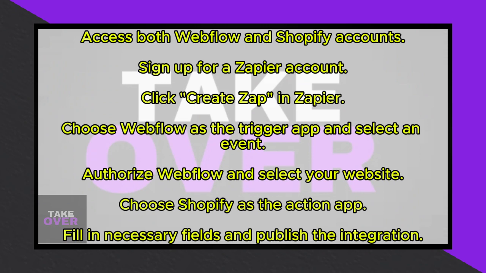Next, choose Shopify as the action app. Note that Shopify may require a premium plan for certain actions. Specify the action you want to occur in Shopify when a new order is received in Webflow, such as creating a customer profile. Connect your Shopify store to Zapier and fill in the necessary fields for the selected action, sourcing data from Webflow if needed.